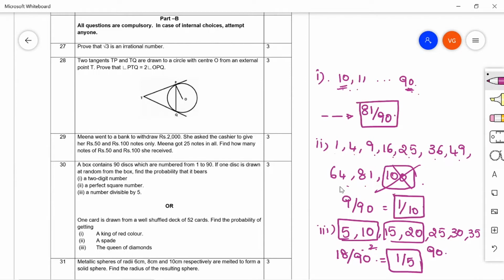The marking criteria for this problem is very simple. For each part you will get 1 mark. So this 1 mark here, and for the third part also 1 mark.